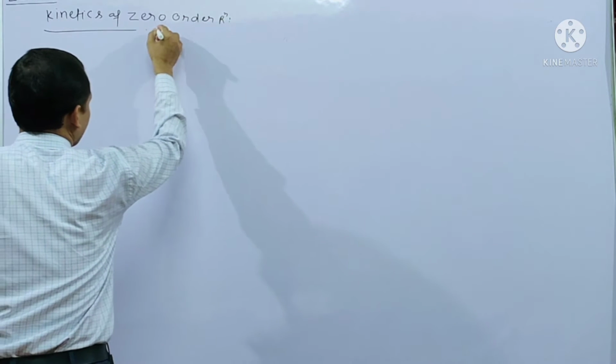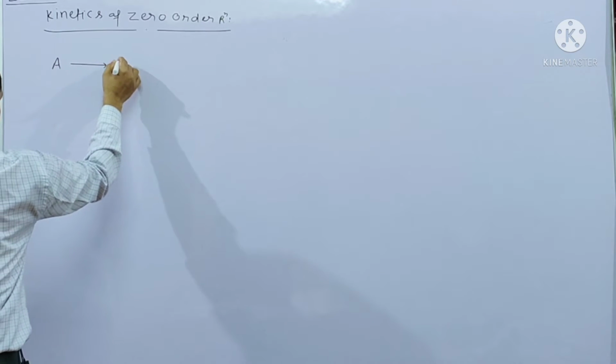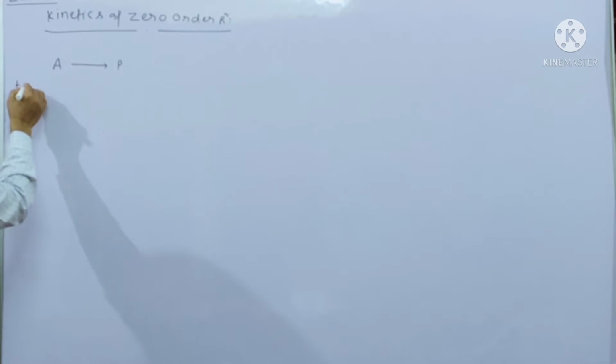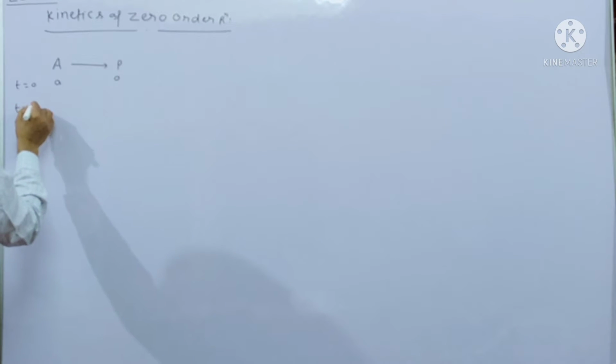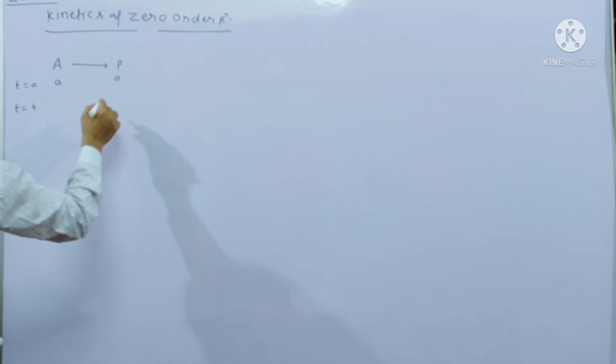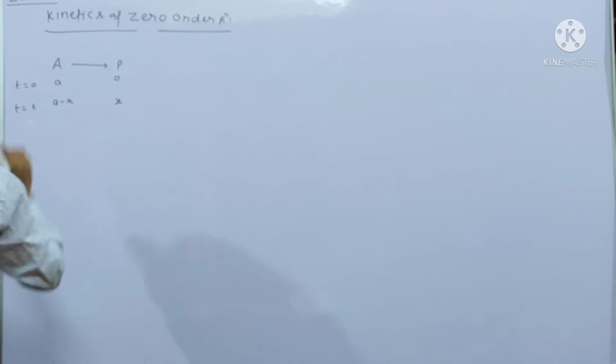Suppose this is a reactant A and it is converted to the product. Initially at time t equal to 0, its concentration is a and the product concentration is 0. After time t, suppose some quantity of product x is formed, so the reactant decreases to a minus x.